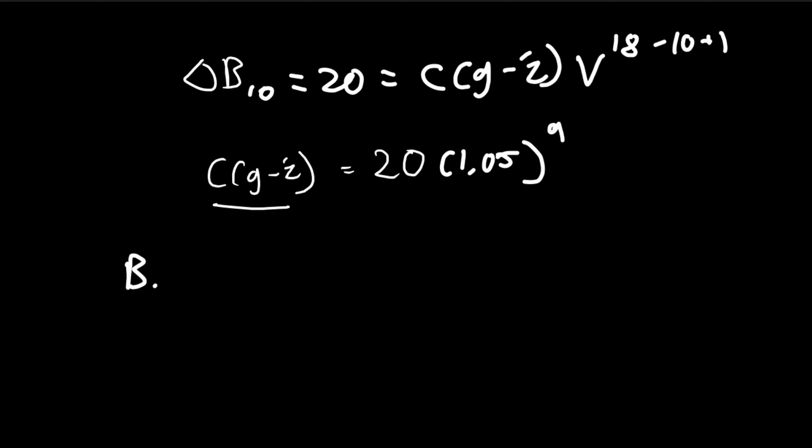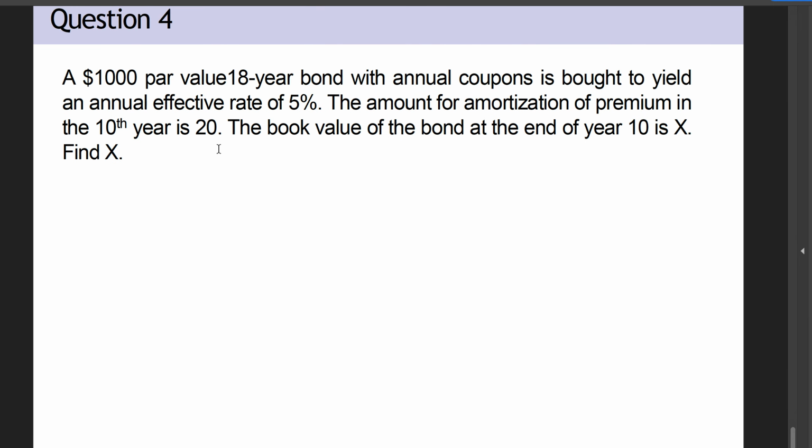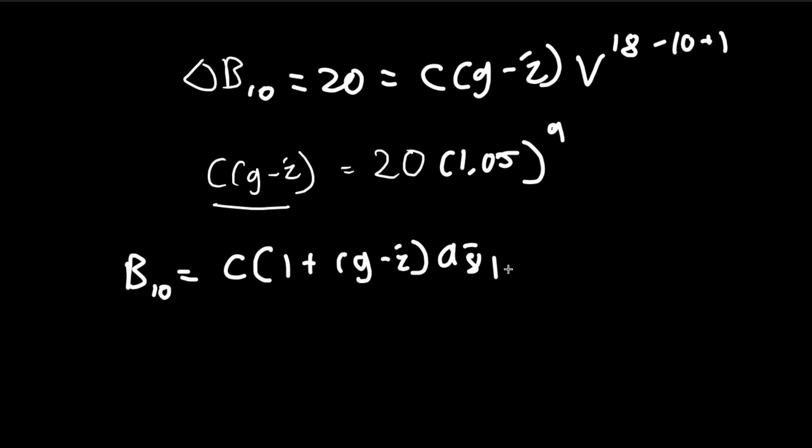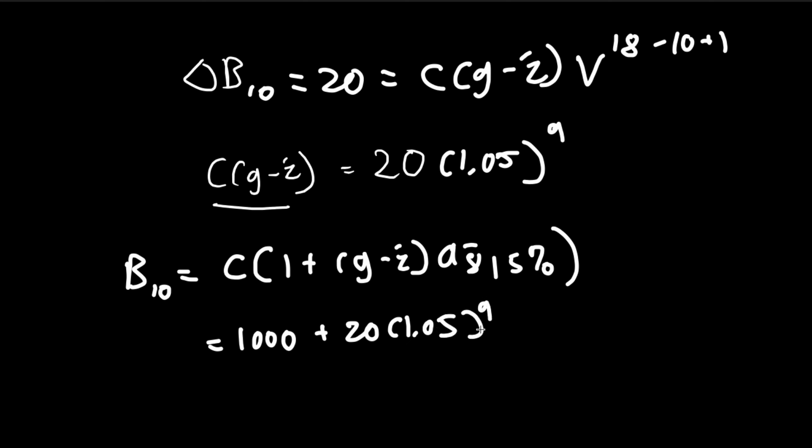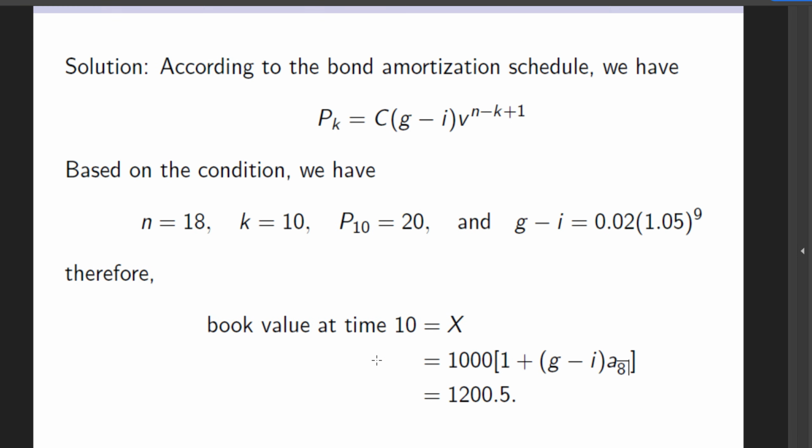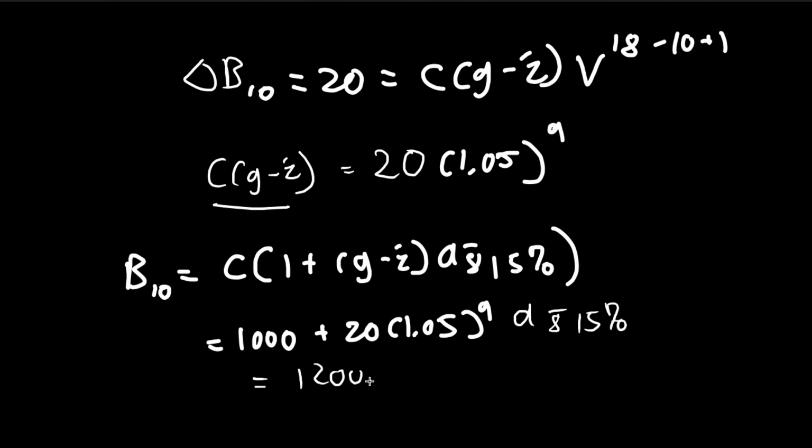So now we want to find the book value at time 10. All we have to do is just apply the premium discount formula. It's 18 years, we're at time 10, so there are 8 more payments in the future. So once again, this is at 5%. Now C is just 1000. And C times (g minus i), we just found that that's equal to this expression. And then multiply this by 5%, and then plug it into your calculator. You'll find that the answer to this problem is given by 1200.5. So this is how you solve this problem.